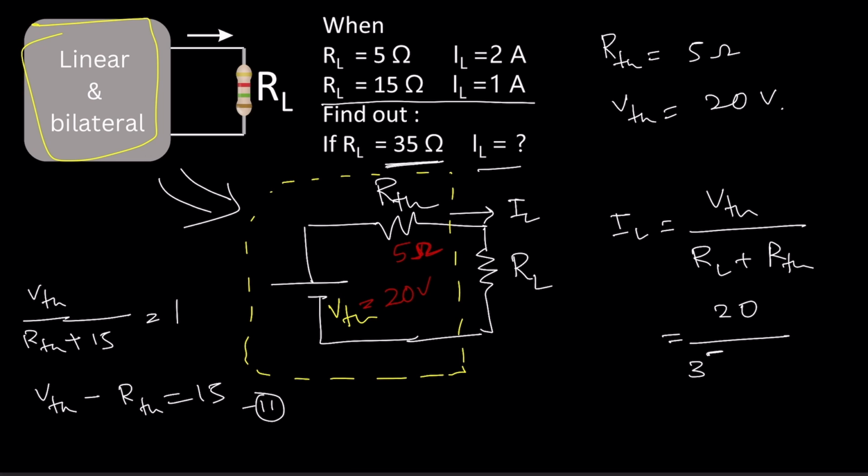RL is 35 plus RTH is 5. Then we can write down the current is 0.5 ampere. Okay. This kind of problem can only be solved by either Thevenin's theorem or Norton's theorem. We cannot use any network theorem concept like KCL, KVL or superposition. Why? As we don't know what is inside this linear and bilateral network.